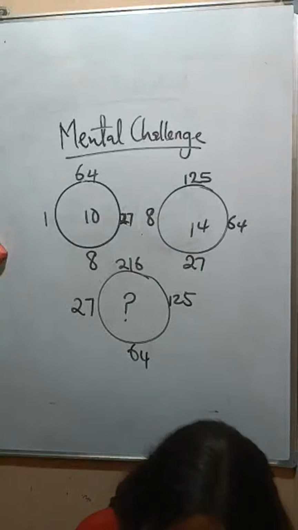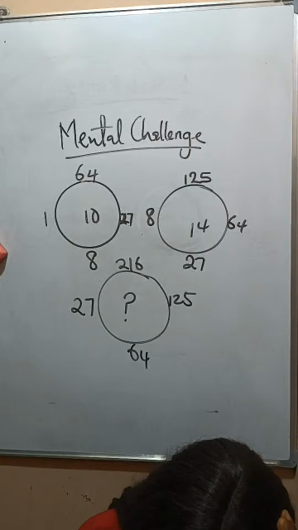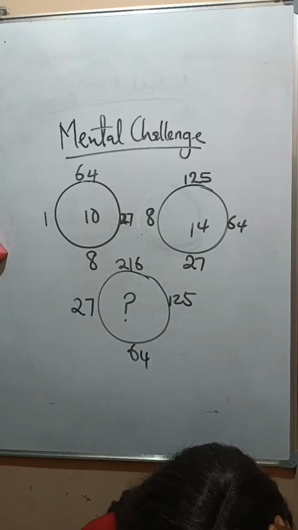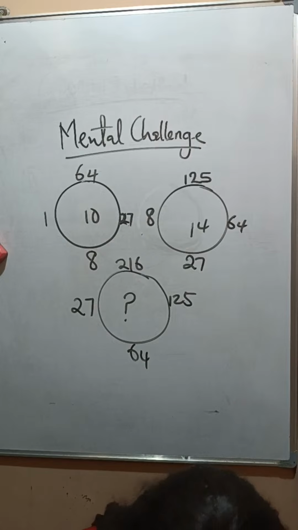Okay, let's go, friends. What is the missing number? We have 1, 64, 27, 8, then 10. We have 8, we have 1 to 5, we have 64, we have 27, and we have 14 inside. I believe you should be able to see it very well now. The last one is 27, 216, 125, and 64. So the question says find the missing number.